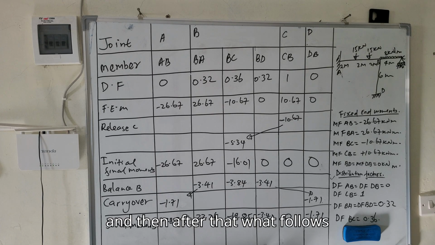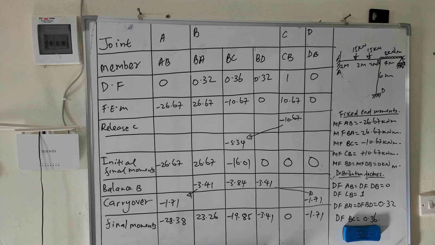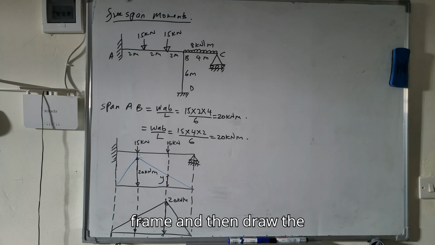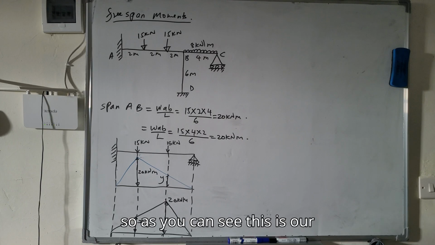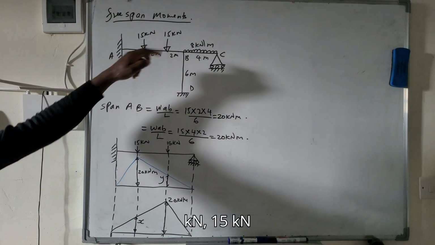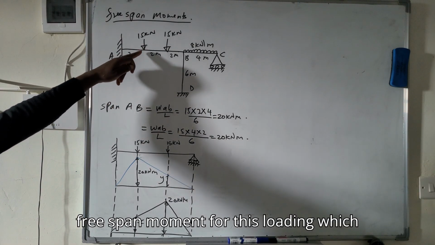And then after that, what follows next is to draw our BMD diagram, which is the bending moment diagram. So let's see how we're going to draw it. I will rub the board to create space for more calculation. We calculate the free span moment for this frame, then draw the free span moment diagram, and from there we'll combine the free span moment and our final moment we calculated in the table. As you can see, this is our original frame. Span AB has two loadings, 15 kilonewton and 15 kilonewton, spaced at 2 meters each. So we'll calculate a free span moment for this loading, which is 15 kilonewton.